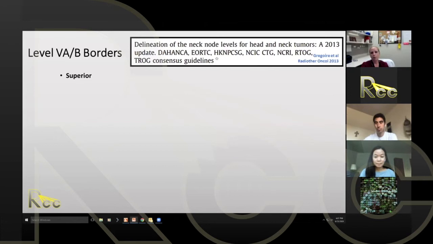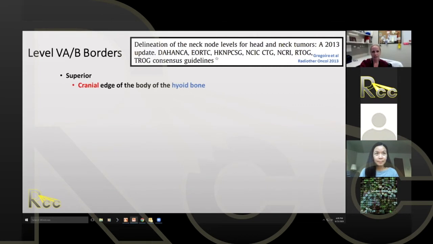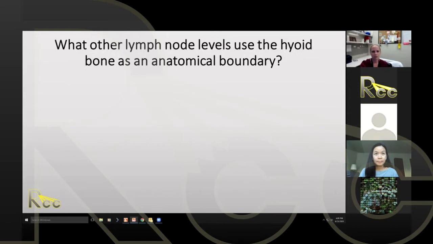As we're thinking about borders of level 5A and 5B, we're going to go through the superior, inferior, medial, lateral, anterior, and posterior borders. So as I think about my borders, I like to sort of tie things back into other lymph node levels, because that helps to solidify things in my memory. At least personally, that's how I learned this. So with that in mind, what other lymph node stations in the cervical chain use the hyoid bone as an anatomical boundary? How about? Hi, good morning. I think it's level 2 and 3. So that is correct. That would be one example.